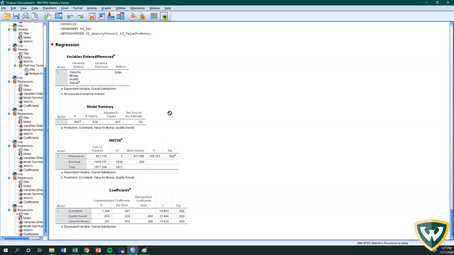And then I have my r squared, which is literally your r squared mathematically, and that came out to be 0.438. This indicates to me that 43% of the variability in y can be explained by my x variables. If you actually round it correctly, 44% of the variability in my overall satisfaction, my y variable, can be explained by value for money and quality overall perceptions of customers.